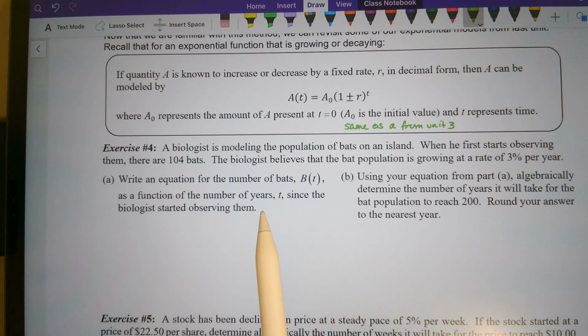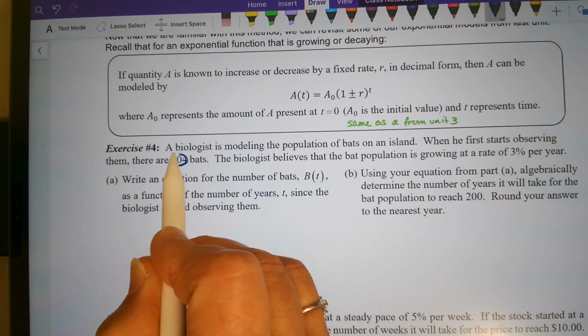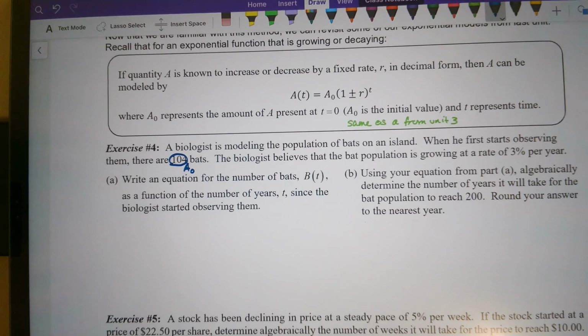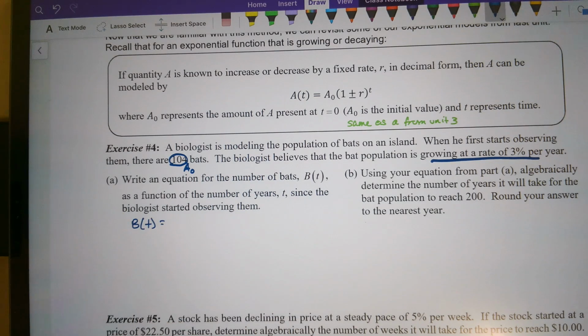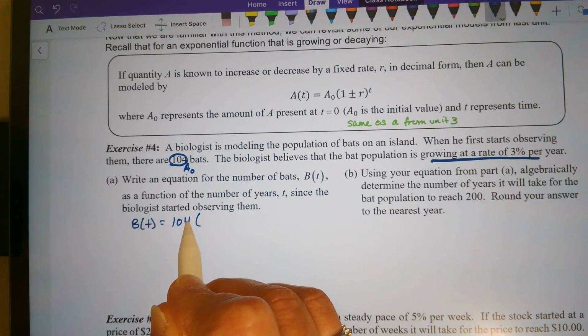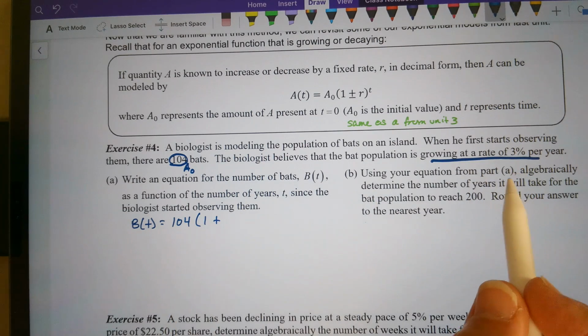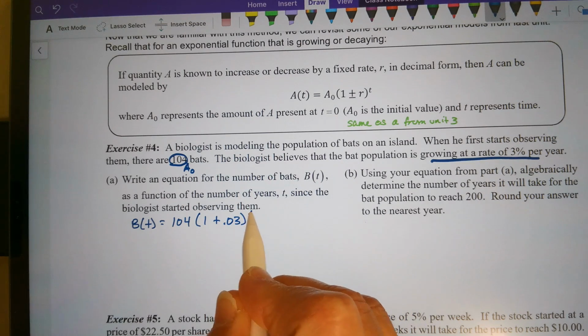A biologist is modeling a population of bats on an island. When he first starts observing them, there are 104 bats. 104, that looks like our A sub 0. The biologist believes that the population is growing at a rate of 3% per year. Write an equation for the number of bats, B of t. So instead of A of t, we want B of t equals 104, this is growth, times 1 plus our r value, 3% as a decimal is 0.03, to the t.